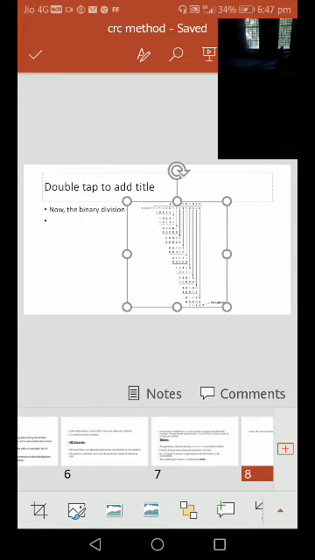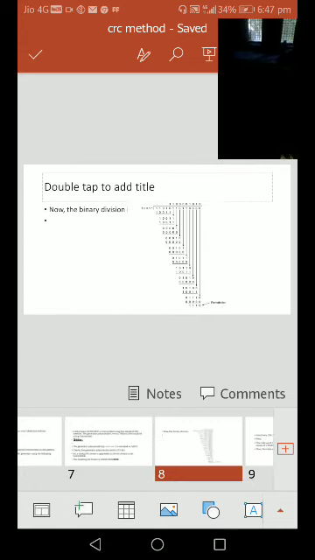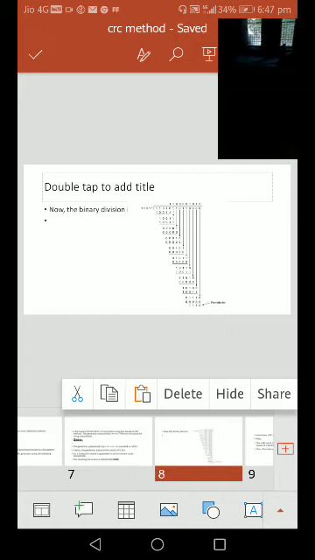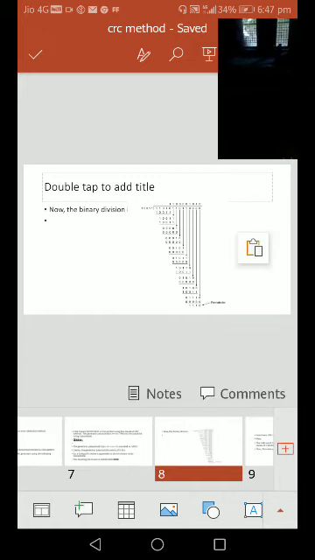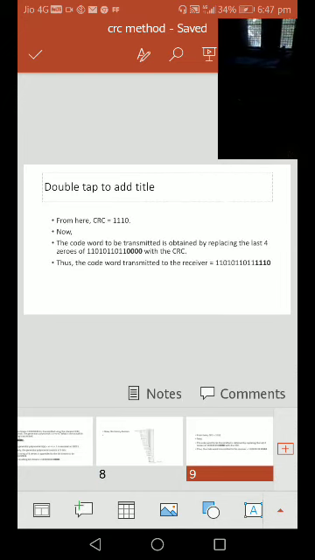The original information we have to transmit at the transmitting end is collected at the receiving end. This is the way we find out the CRC, the cyclic redundancy check. Then we move to the next slide.